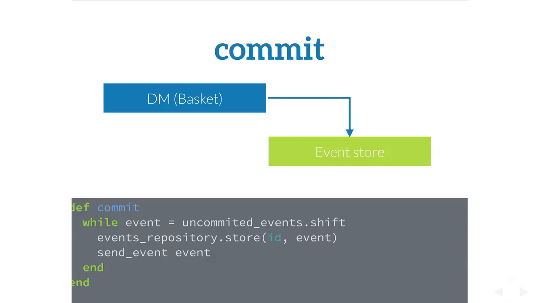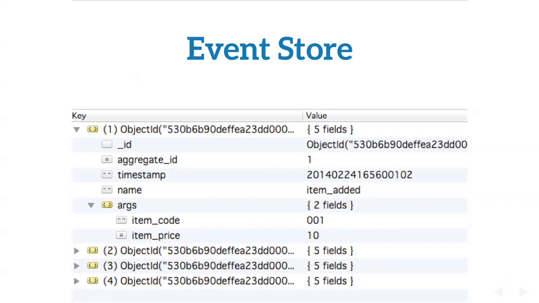On the commit, the last thing that the handler does is the commit. That means that you should persist all the events that the domain models have generated in this transaction. So it takes all the uncommitted events present in the collection, stores them to the event store using this events repository, and sends the events to other interested classes. So it sends the events outside. The event store is, like I said before, MongoDB in our case. It's just a long list of events where each event has an aggregate ID that represents, in this case, the basket ID that I'm considering. And it has a collection of arguments as an array.